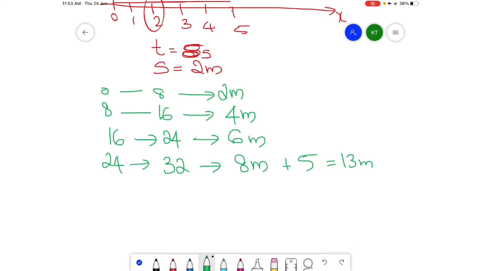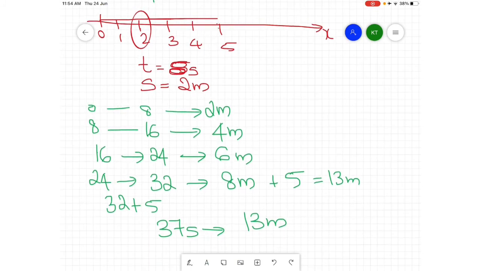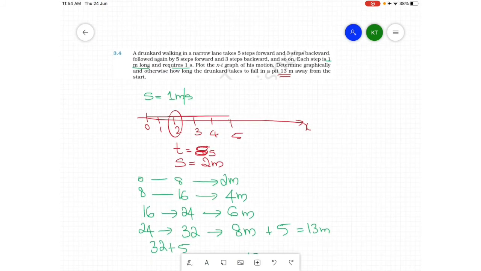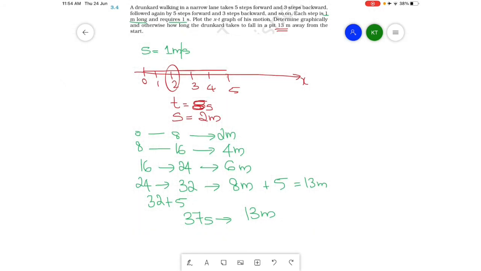So if he falls, he can't return back, right? So that means when he moves 32 plus 5 seconds, that is 37 seconds, he's going to fall into the 13 meter pit. So within 37 seconds, he'll fall into the pit. That is the question: how long the drunkard takes to fall in a pit 13 meters away from the start.